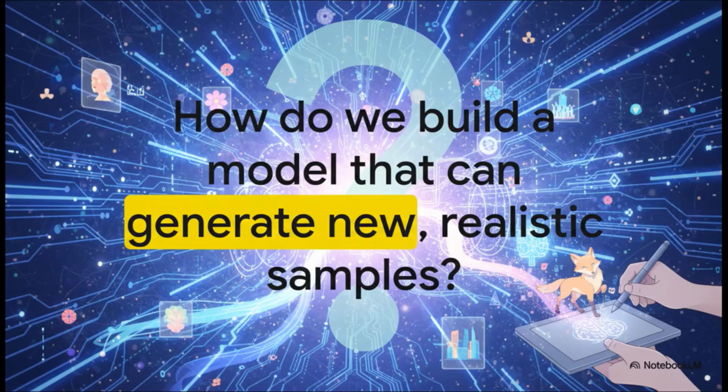Which leaves us with a final, really provocative question. We've totally mastered the art of learning representations and finding structure in data. But how do we bridge that gap? How do we build a model that can not only represent the data it's already seen, but can actually generate completely new, totally realistic samples from scratch? That is the question we're going to answer in part 2, when we explore variational autoencoders.